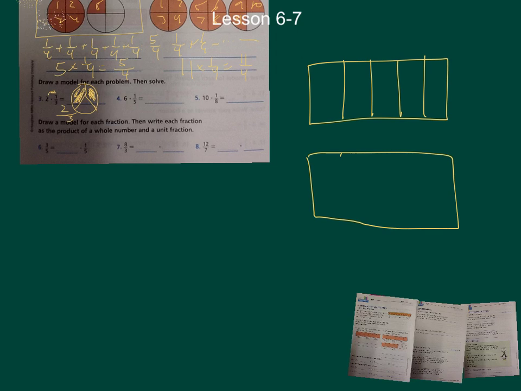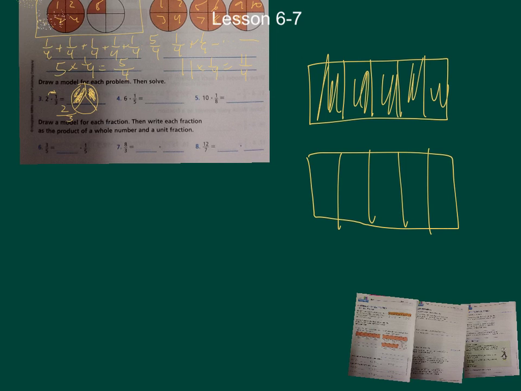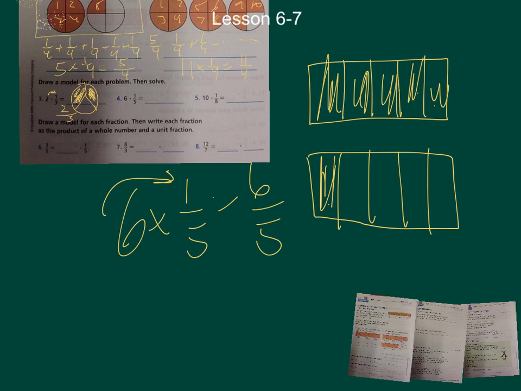Alright, so if I have like a candy bar in fifths, it is asking for 6 times 1/5. So I'm going to shade 1, 2, 3, 4, 5, 6. There's 6 1/5. So that's the same as 1/5 plus 1/5 plus 1/5 plus 1/5 plus 1/5 plus 1/5, or 6 times 1/5, where you take the 6 times the 1 equals 6, and then you put over the denominator of 5, because that's what this is. This is 6 times 1/5.